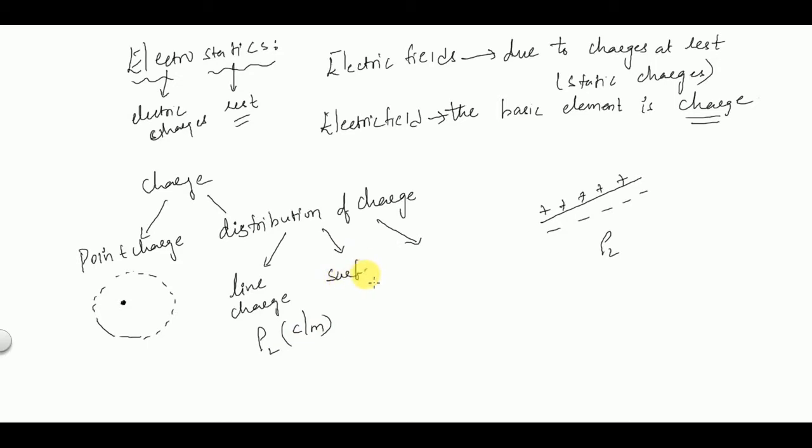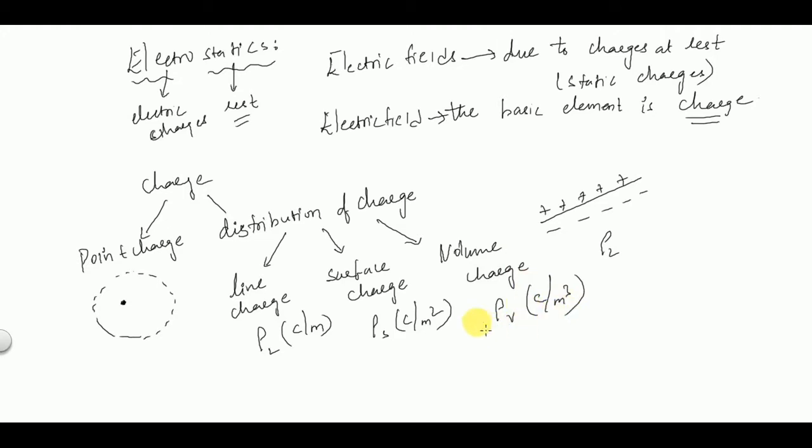Similarly, surface charge, whose charge density is given by rho S, represented in Coulomb per meter square. Similarly, volume charge, and its volume charge density is given by rho V, represented in Coulomb per meter cube. So these are the three types of distribution of charges.